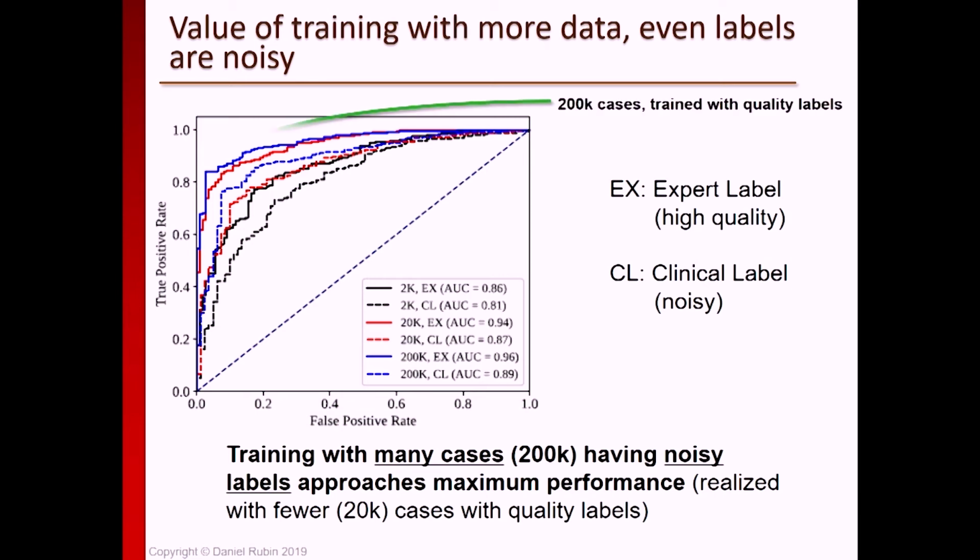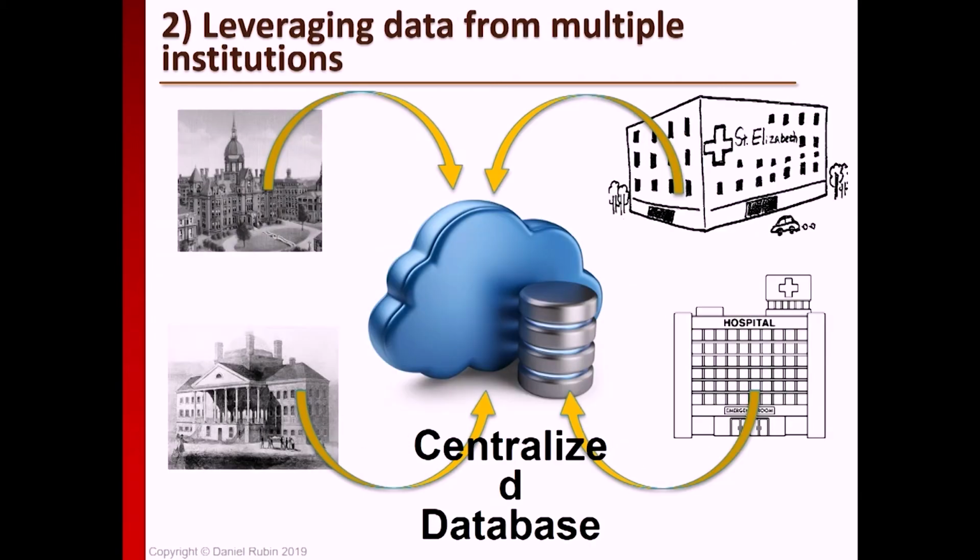And the important thing to notice is that if you have 200,000 cases that are trained with quality labels, that's as good as you can possibly get. However, if you have 200,000 cases trained with weakly labeled data, noisy labels, so you took NLP of the reports and just ran a bunch of rules over it to make a prediction of the label, and then trained with all that, you start approaching the performance of that with a lot of quality label data.